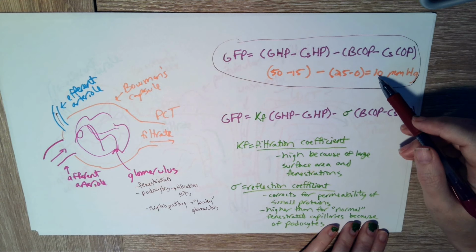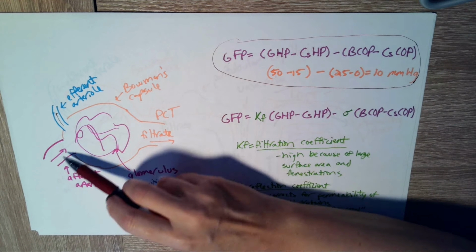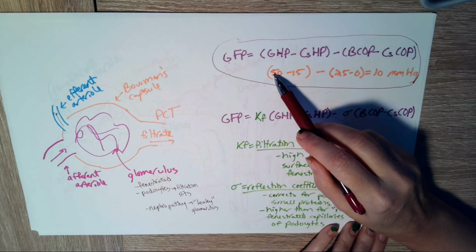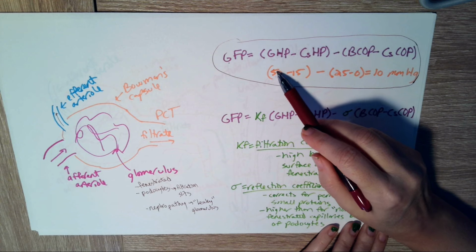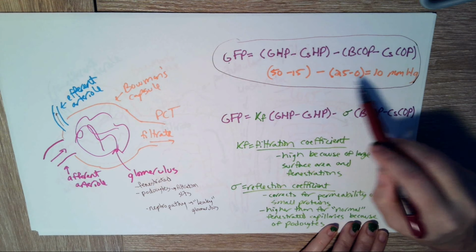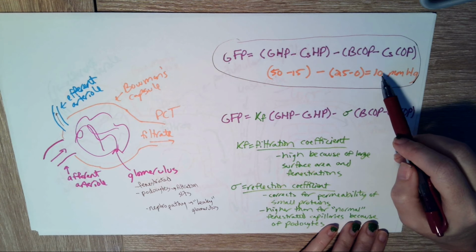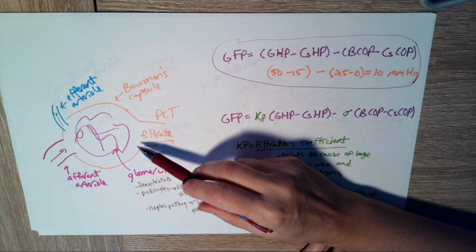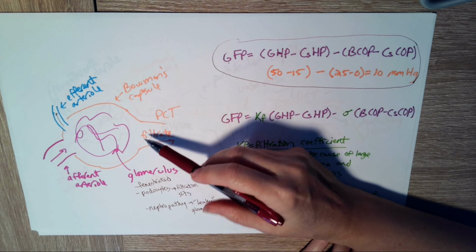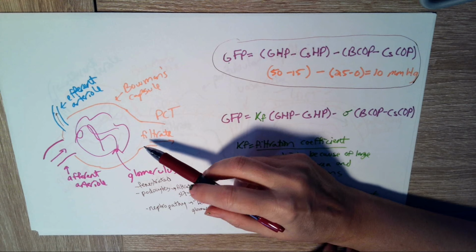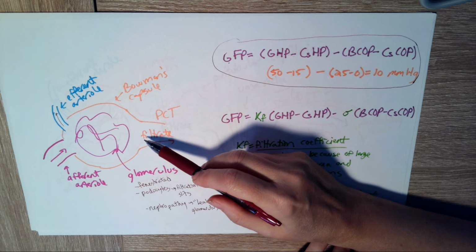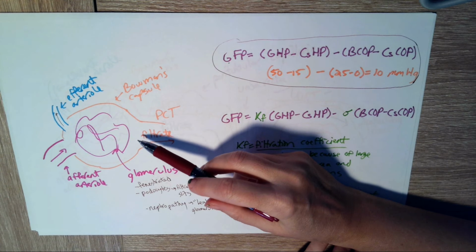If you got this down to, say, 0, so maybe you lowered this to 40. So if you put a 40 here and ran the numbers through, then you would come out with a 0 filtration number, which means no filtration is happening. And remember, the purpose of the kidneys is to do filtration. So that would be terrible. You don't want to have that happen.